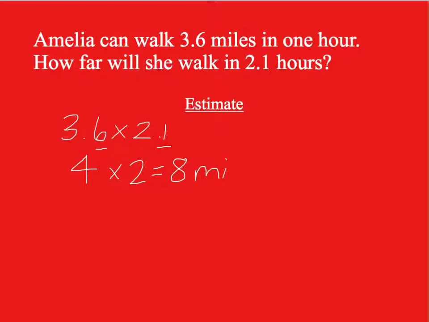Before we even find an estimate, we can also think about whether or not our product is going to be greater than our two factors, 4 and 2, whether or not that 8 is going to be bigger, based on the overall value of the two factors, the 4 and the 2. So let's take a look at that on the next slide.